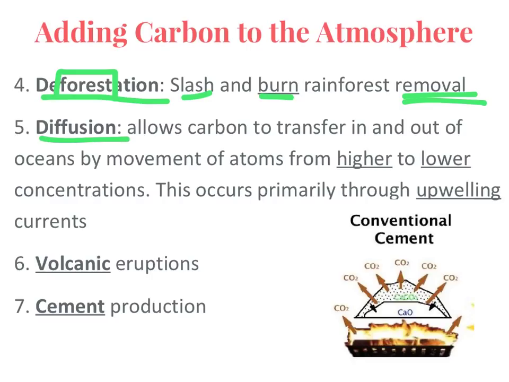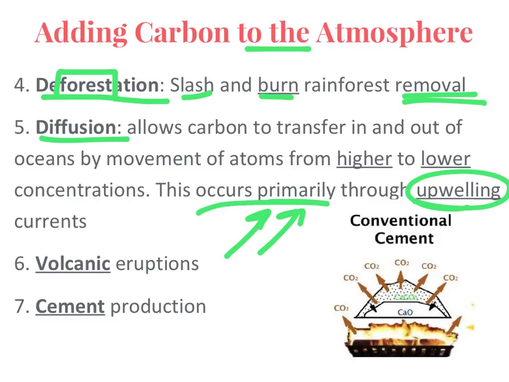Diffusion also releases carbon to the atmosphere. This often happens with upwelling in the ocean. When I have water, warmer water moving up to the surface, it comes in contact with part of the atmosphere lacking carbon, and so the atoms can simply transfer themselves up into the atmosphere. So they're going from a high concentration in the ocean to a low concentration in the air.